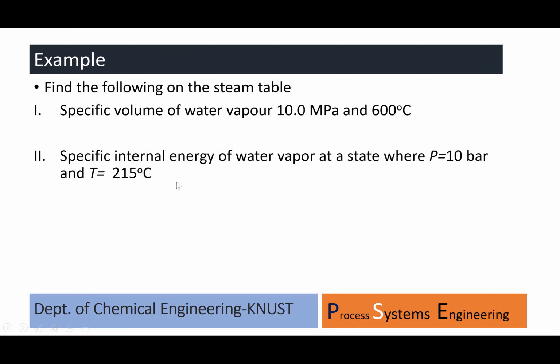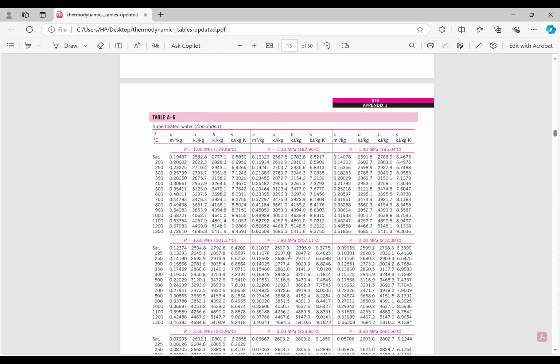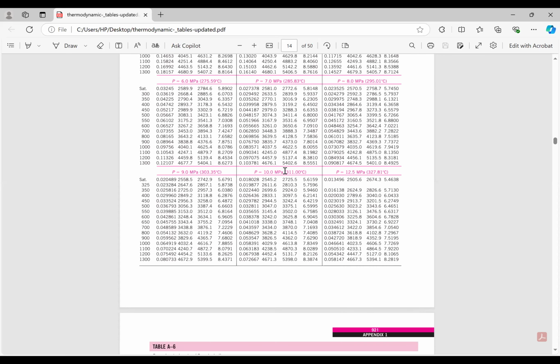Okay. So we can take an example here. So this question is at 10 megapascal and then 600 degrees Celsius. So if we go to our table for the superheated steam, we get the pressures over here. So we are looking for 10 megapascal. So that's over here. And then the question said 600 degrees Celsius. So 600 degrees Celsius is also down here. So let me just highlight that part. So this is for 600 degrees Celsius.